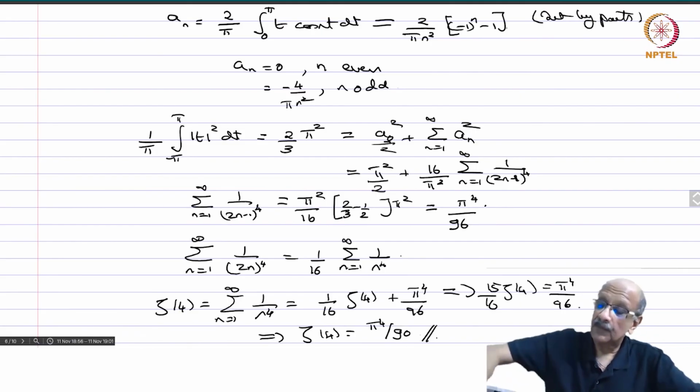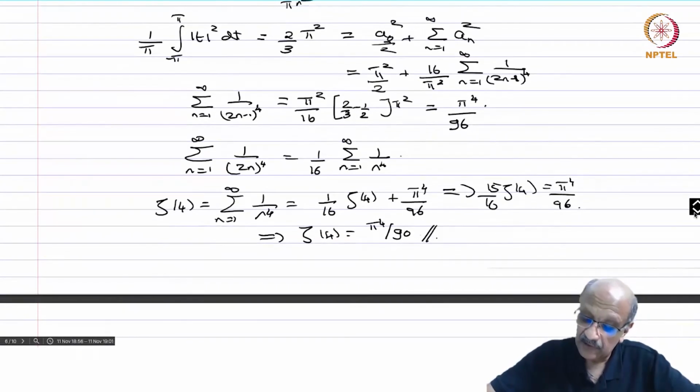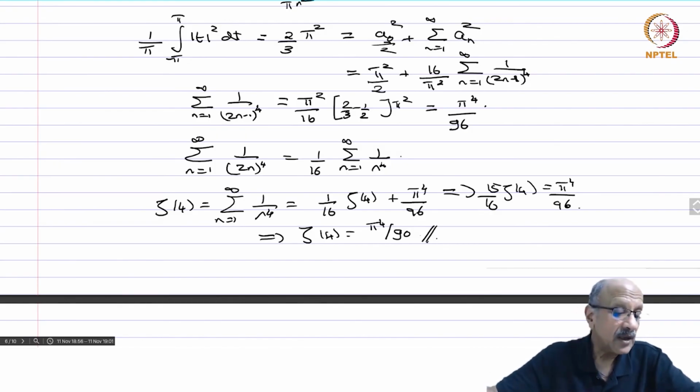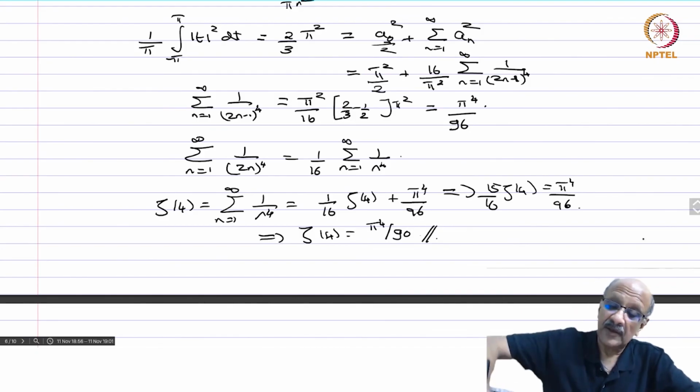In fact, all the even zeta values can be computed, and the Riemann zeta function is very important, and it is not known for the odd powers. We don't know very much. In fact, the big result, proved sometime in the 1990s, is that zeta 3 is an irrational number. But we don't know anything about zeta n for n odd. The even ones can all be computed using Fourier series in terms of what are called the Bernoulli numbers. Okay, so we'll continue the exercises again.